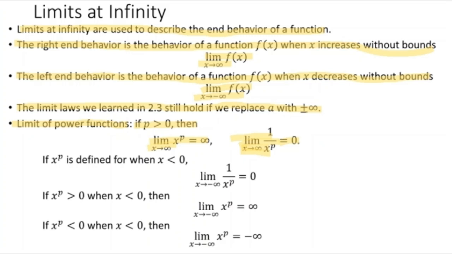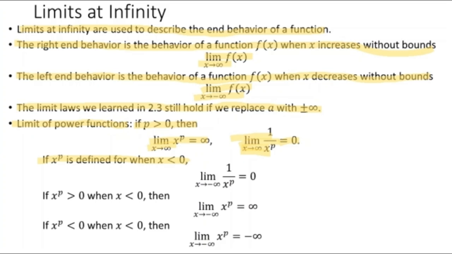Well, the bigger the denominator of the fraction, the closer that fraction is to 0, which causes the 1 over x to the p to approach 0. When it comes to negative infinity and power functions, we do have to be a little bit more careful. For the next part, these only work if x to the p is defined for x less than 0. So for example, if p was 1/2, well, we can't take the square root of negative numbers.